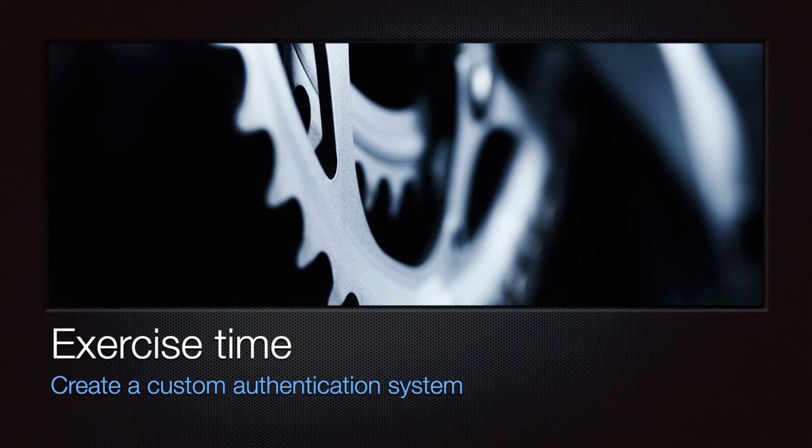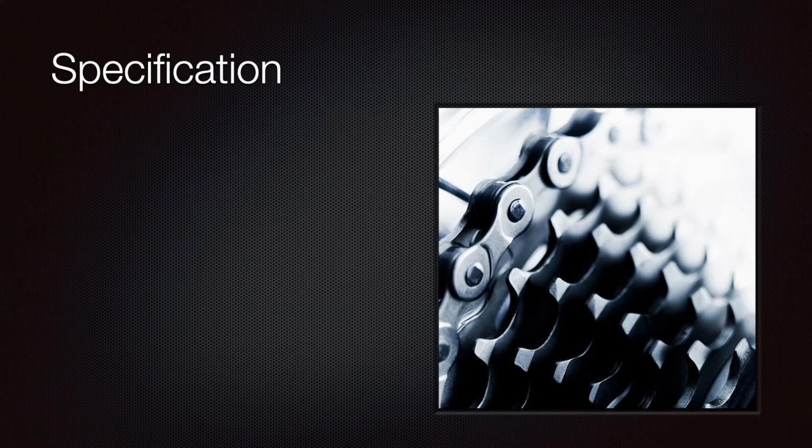In this session, instead of you watching me write Hyperlambda, you are going to create Hyperlambda. Specifically, you are going to create a custom authentication system. Here is the specification for the system. It needs to be a custom HTTP GET endpoint. You need to manually write it in Hyperlambda.